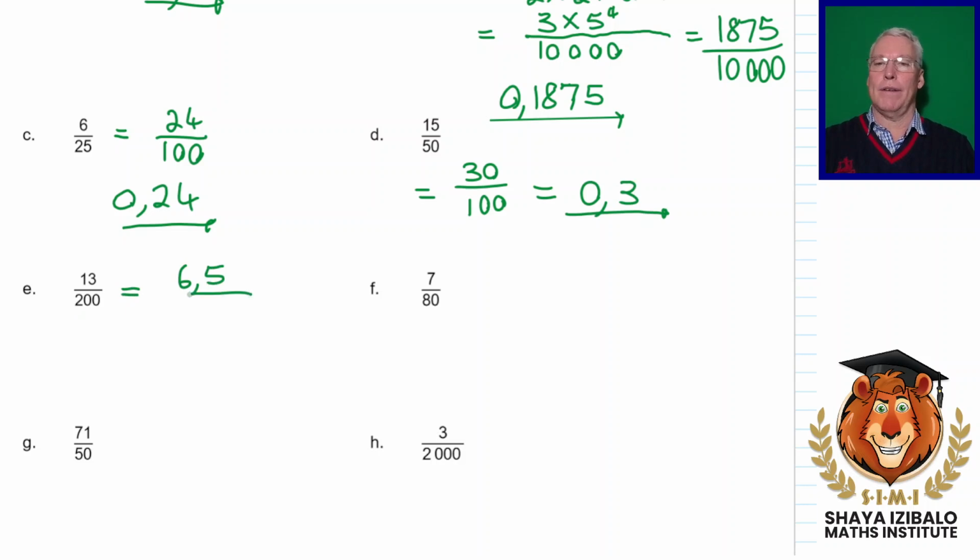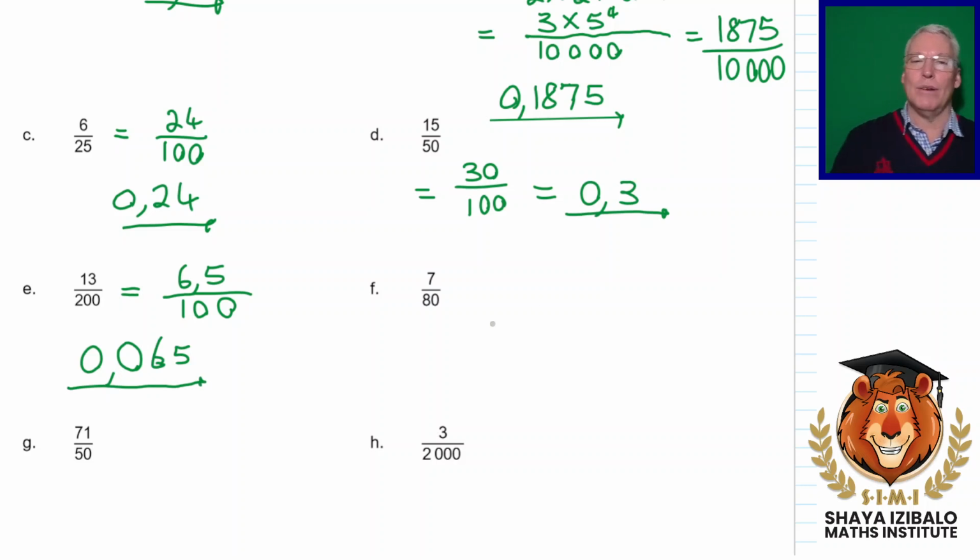13 out of 200. Let's halve the top. Half of 13 is 6.5, and half of 200 is 100. So now what we've got is 6,5. We want to divide by 100, so we want to move the decimal place twice. So we're going to get 0,65, and we move it again, we're going to get 0,065. 0,065 is exactly the same as 13 out of 200.